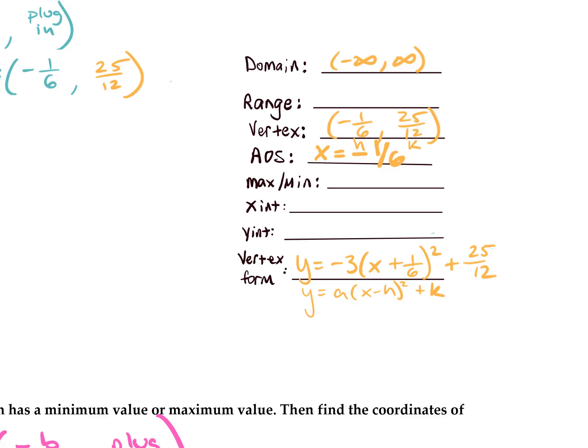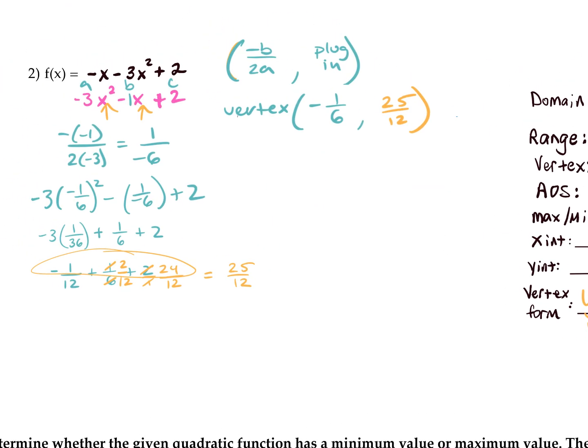Then we can also find the max and min in our range, but we need to know in what direction is this going to open. So for our graph, I'd go to the left to negative 1 over 6 and up 25 over 12. Does it open up or down? Our graph opens down. How do we know? A is negative. So we know that it's going to open down.